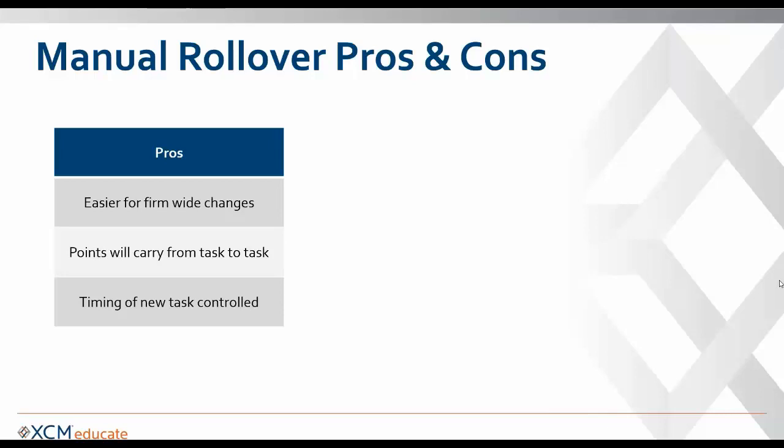The pros are it's easier for firm-wide changes to be made. If you decide to make a change to your checklist or your deliverables, you can make that change ahead of time and then manually roll it over to the next year. Your points will carry forward from task to task. Remember, in automatic rollover, it goes Q1 to Q1 of the next year. It doesn't go to that next quarter carrying any of your points over. If you do a manual rollover, you're able to roll from Q1 to Q2 and carry your points. So you won't lose that important information along the way.